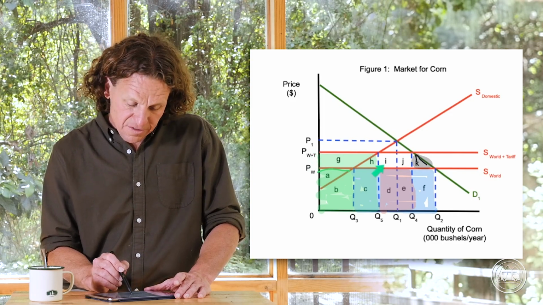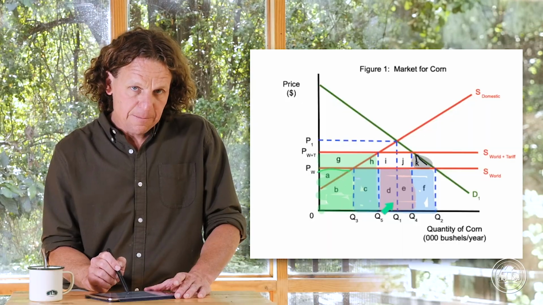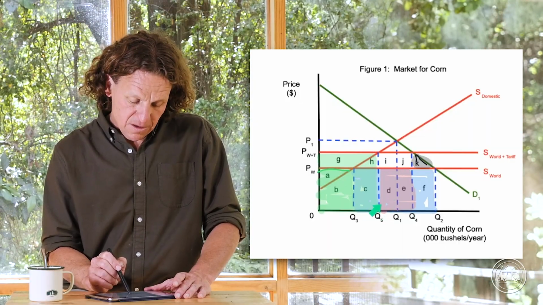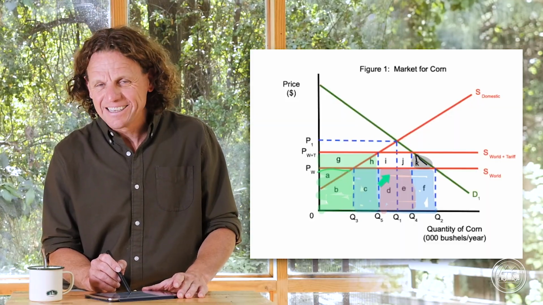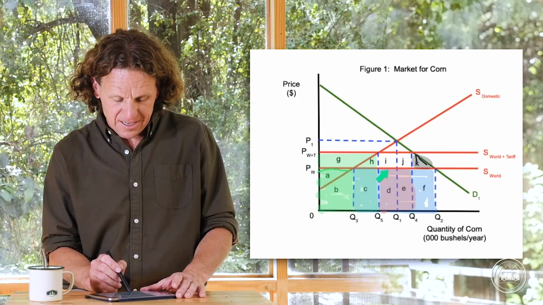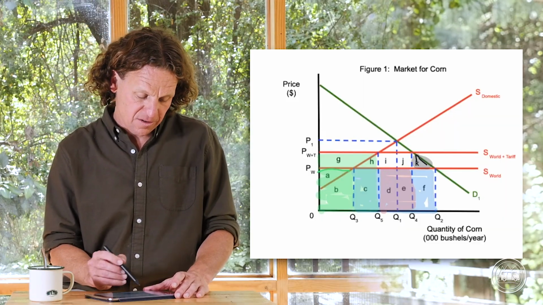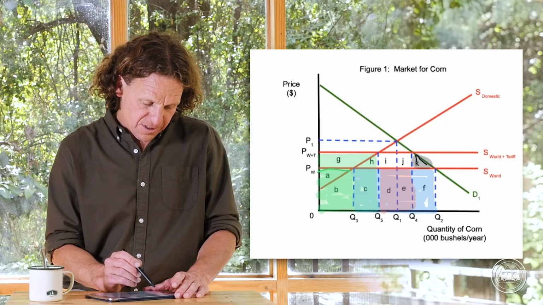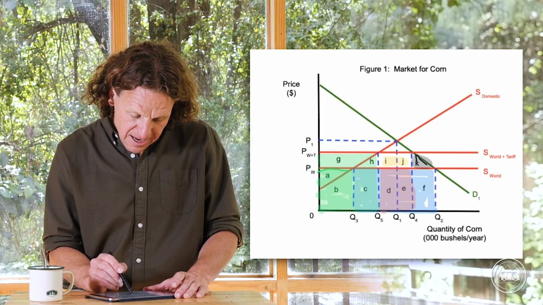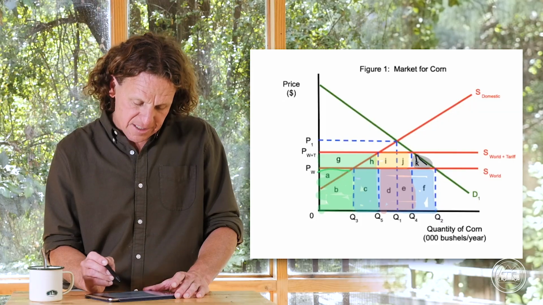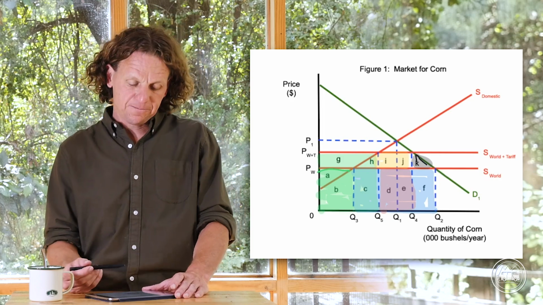Oh! So what do I and J represent? Well, I and J represent the government revenue from the tariff as a result of all the corn that's coming in from outside the United States, and it goes into the pockets of the U.S. government in this case. Okay? So what does that mean? I and J, that place right there, represents the amount of money earned by the U.S. government as a result of the tariff.